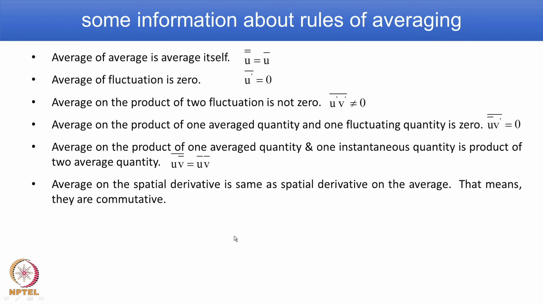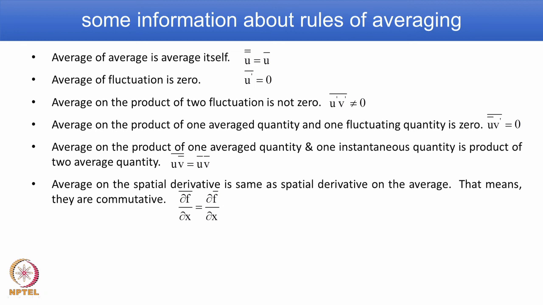Average on the spatial derivative is the same as a spatial derivative on the average. That means they are commutative in terms of expression. Dou f by dou x is the spatial derivative of the function f. After you perform the spatial derivative and you do average, that is the meaning of average on derivative. It is the same as taking the derivative on the average. So, dou by dou x of f bar: average on the spatial derivative is the same as spatial derivative on the average. So, they are commutative.